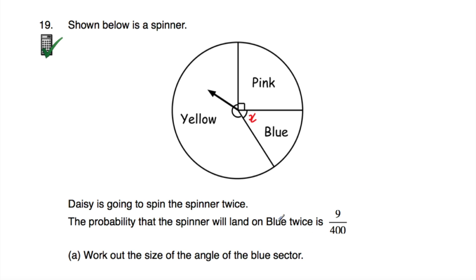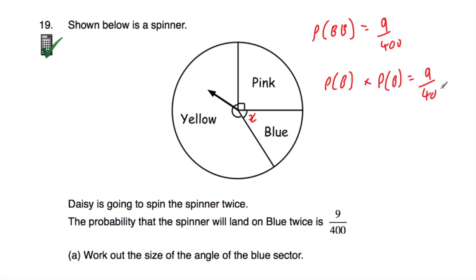Okay, so we're told that the probability that the spinner lands on blue twice is 9/400ths. So that means the probability of a blue and another blue is equal to 9/400ths. So the probability of a blue times the probability of a blue will be equal to 9/400ths. So if we want to find the probability of a blue, we're just going to square root this. On our calculator, we'll do the square root of 9/400, and that's equal to 3/20ths.